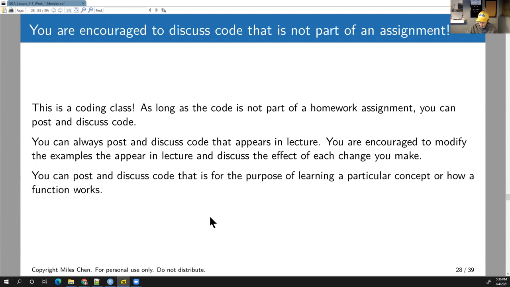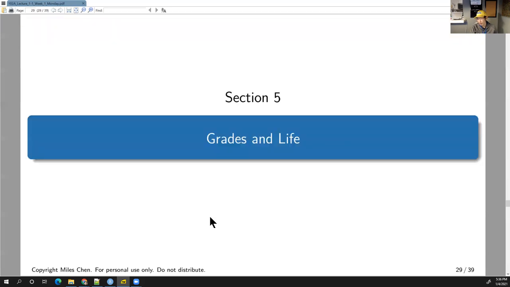Code that's not part of a homework, you can share, okay? So anything I put in my lectures, go ahead and post code and stuff like that on CampusWire, okay? But if it pertains to a particular homework problem, that's no good. Okay. Is that right as far as how this works? So there's a lot you can say and help each other out.